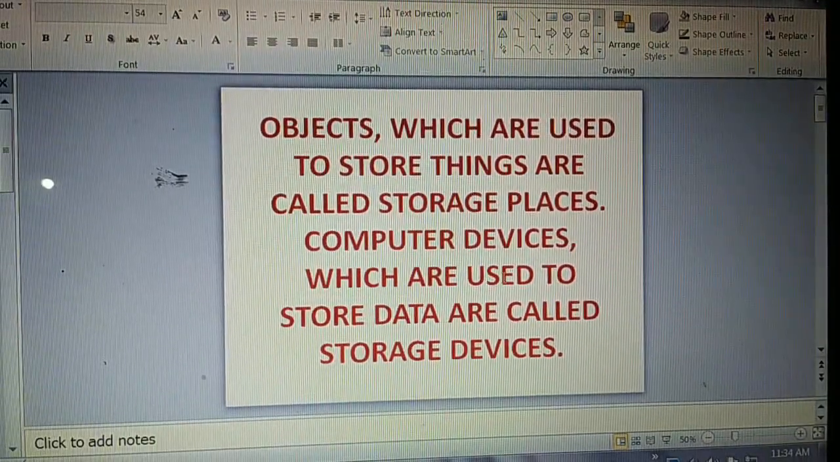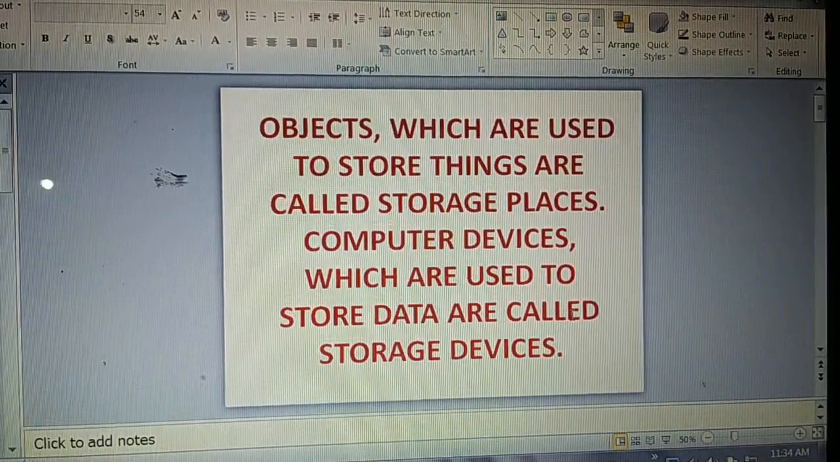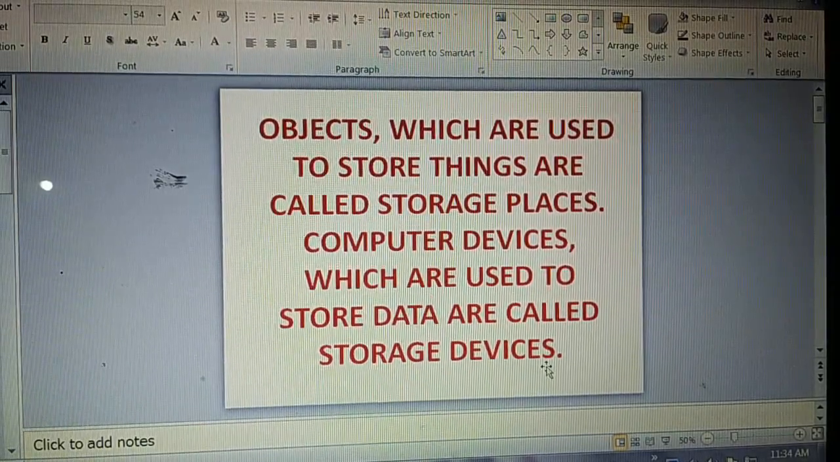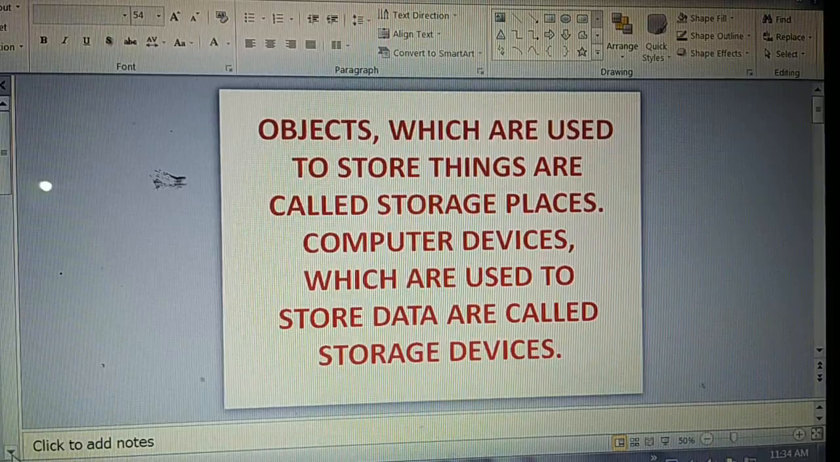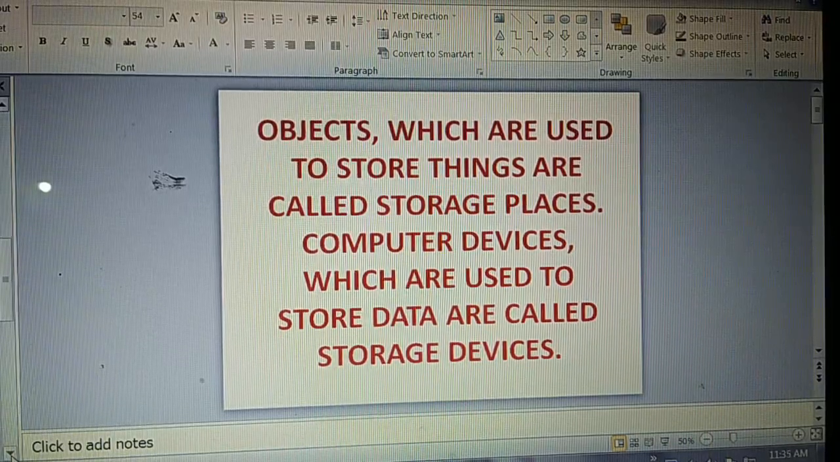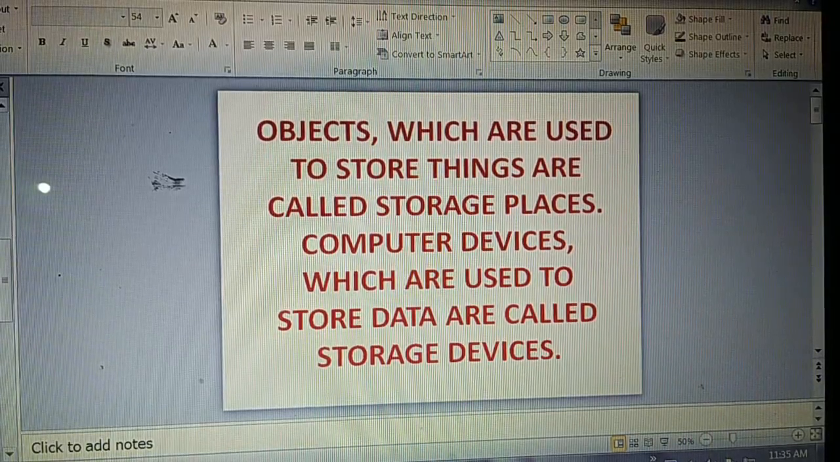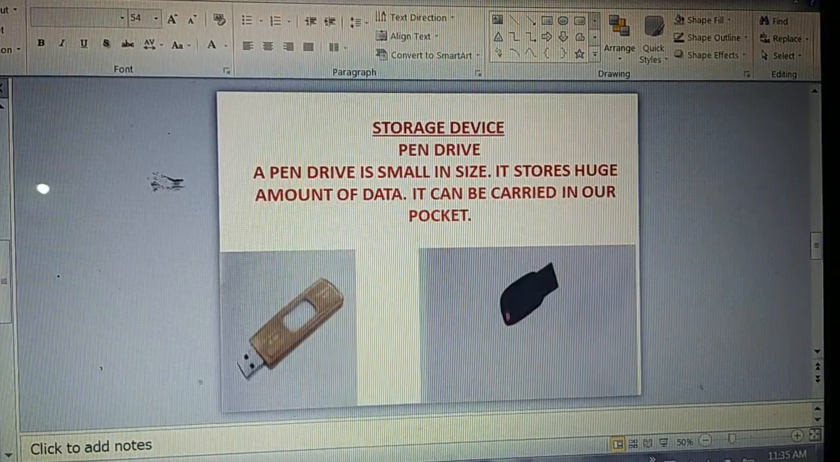Computer devices which are used to store data are called storage devices. I explained this to you at the beginning. Now see storage devices.